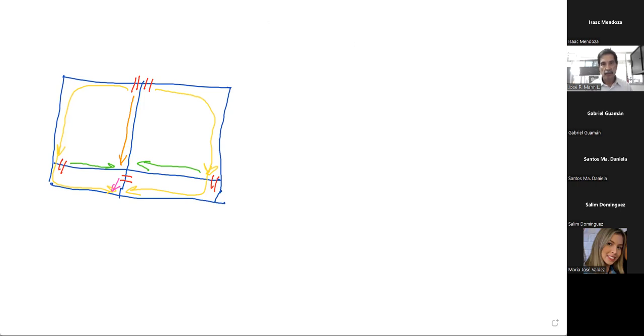Okay, this is path 1. This is path 2. Let me change color. This would be path 3. This would be path 4. Okay. The orange would be path 5. Finally, the pink would be path 6.